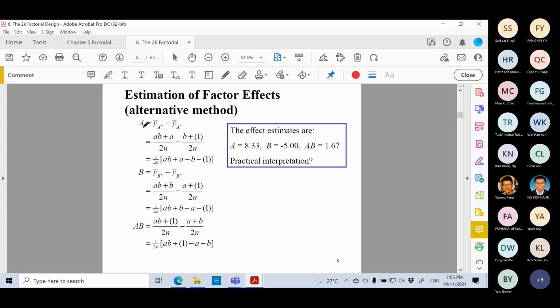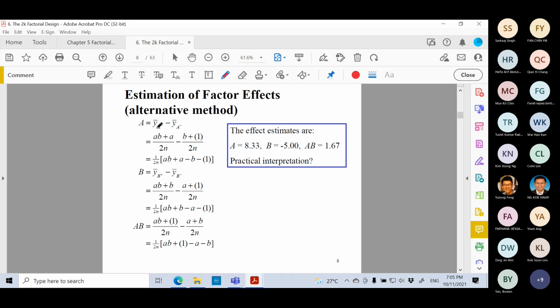Okay, the effect A, the effect B, and the effect C. Once you know the effects of A, B, and C, the answer you calculate for A is 8.33. This one is a positive effect, and this one is a negative effect. And the interaction effect will be just 1.67. For the effect itself, you can't tell much from the value here; it only tells you the effect is positive.